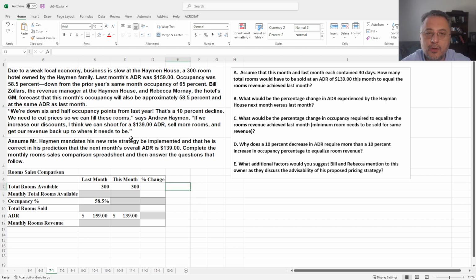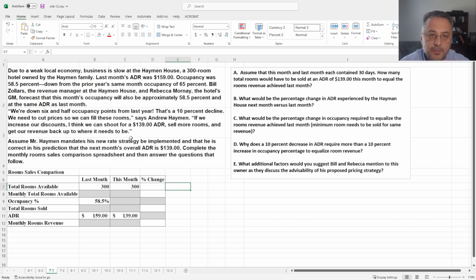Due to weak local economy, business is slow at the Hyman House, a 300-room hotel owned by the Hyman family. Last month's ADR was $159. Now, occupancy was 58.5%, down from the previous same month occupancy of 65%. Bill and Rebecca forecast that this month's occupancy will be about the same, 58.5%, considering the same ADR.